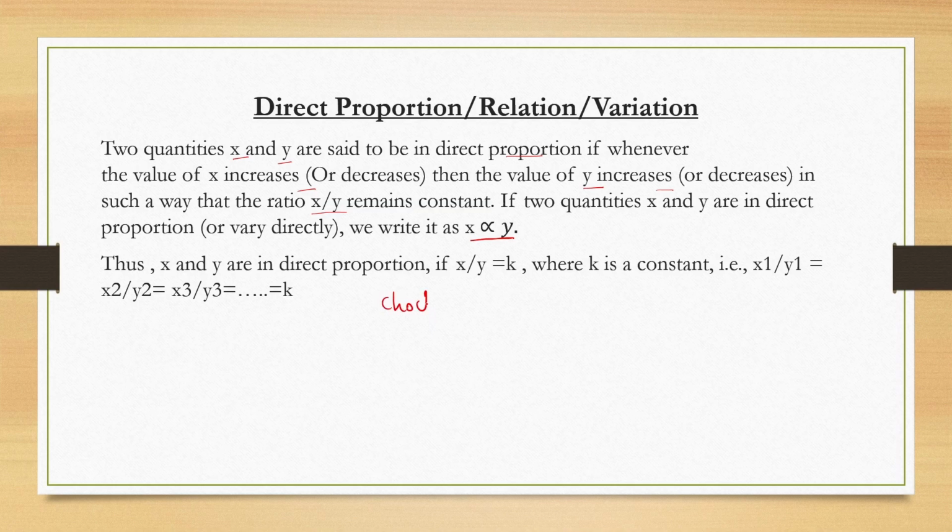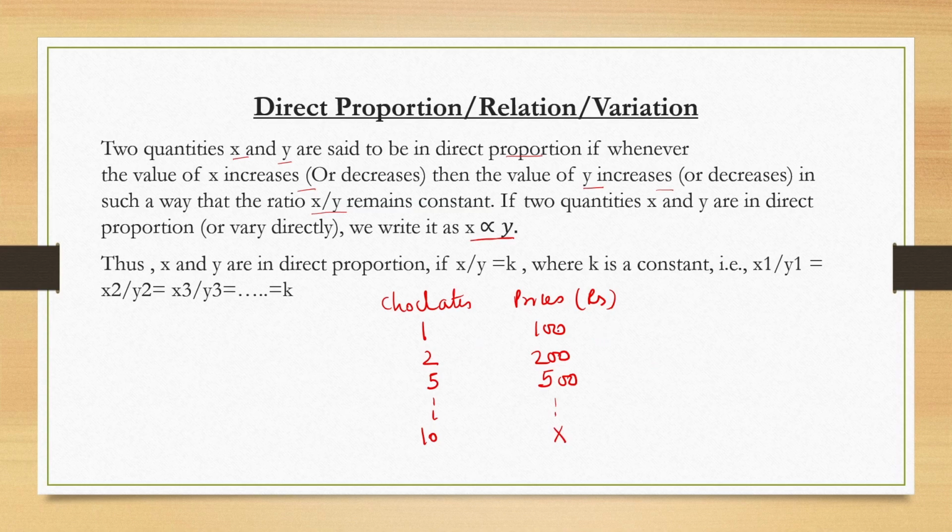Suppose I have the number of chocolates here and the price in rupees. I have one chocolate, the price is 100 rupees. Two chocolates, the price is 200 rupees. Likewise, I have 5 chocolates, the price is 500 rupees. Now I want to find out the value for 10 chocolates. So what is the price? I am assuming it x.